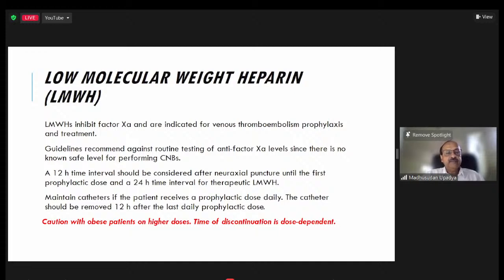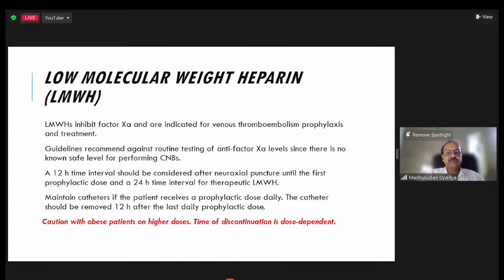The low molecular weight heparins, they inhibit the factor 10A and are indicated for venous thromboembolism prophylaxis and treatment. And the guidelines recommend against routine testing of anti-factor 10A levels since there is no known safe level for performing CNBs irrespective of the anti-factor 10A levels. Therefore, you have to go by basically the timelines after the low molecular weight heparin. A 12-hour time interval should be considered after neuraxial puncture until the first prophylactic dose, and a 24-hour time interval for therapeutic low molecular weight heparin.